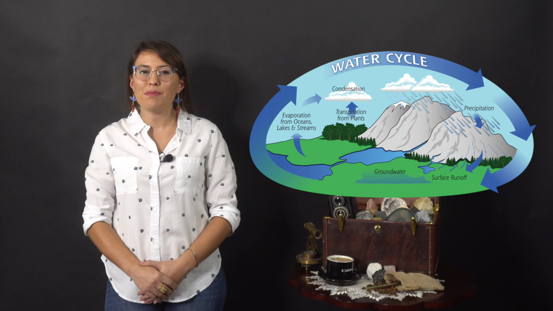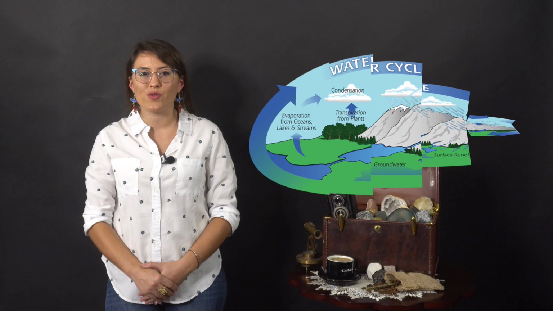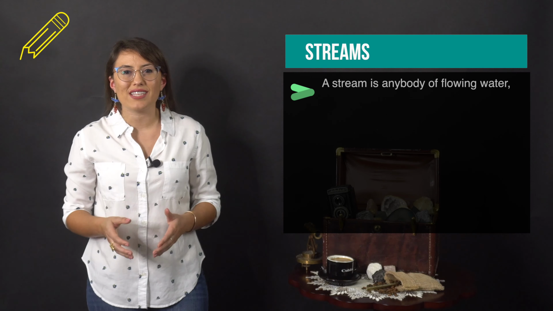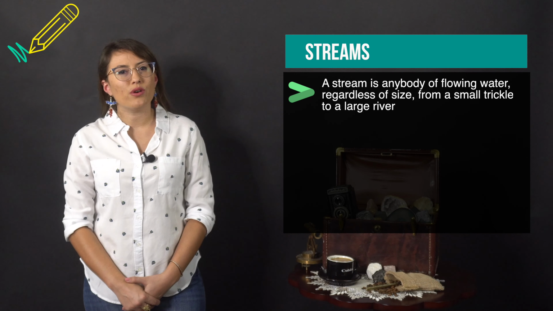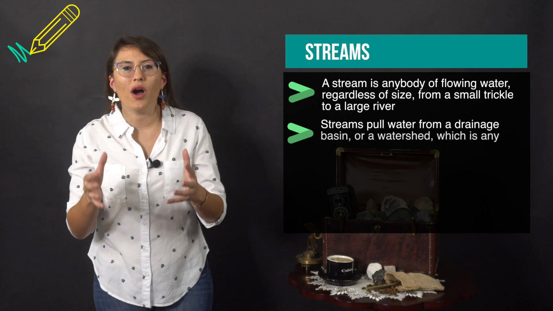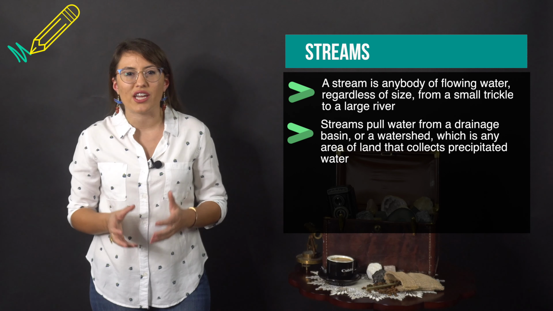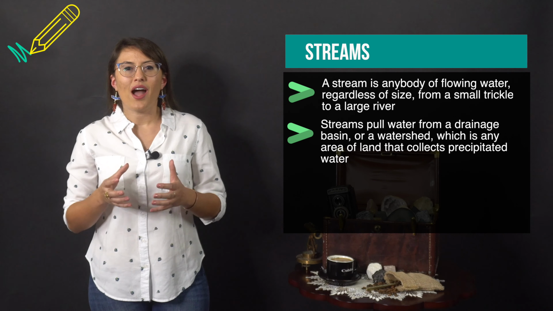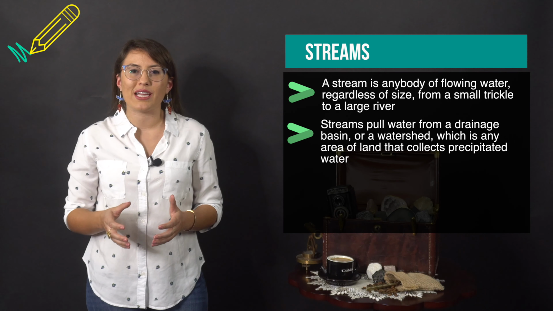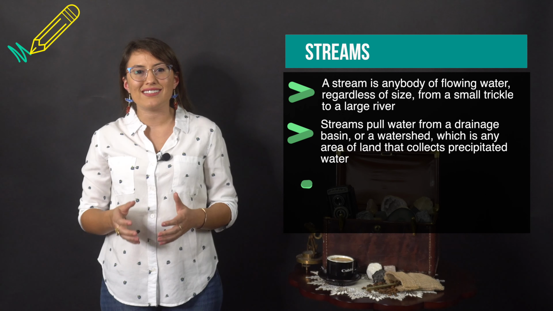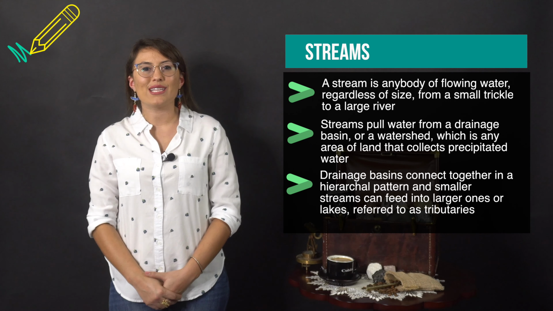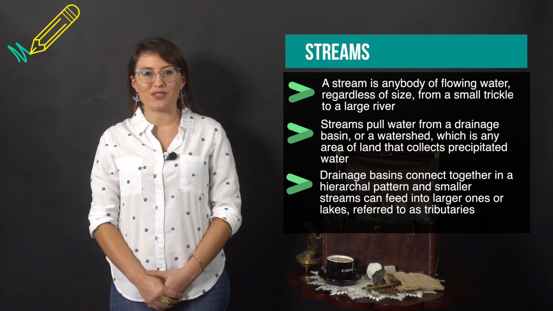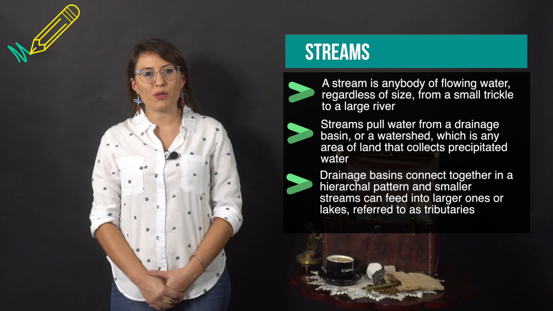Now that we have a better idea about how water is transformed and moved, we can start talking more about streams and their features. A stream is any body of flowing water, regardless of size, from a small trickle to a large river. Streams pull water from a drainage basin or a watershed, which is any area of land that collects precipitated water. Drainage basins connect together in a hierarchical pattern, and smaller streams can feed into larger ones or lakes. These are referred to as tributaries.